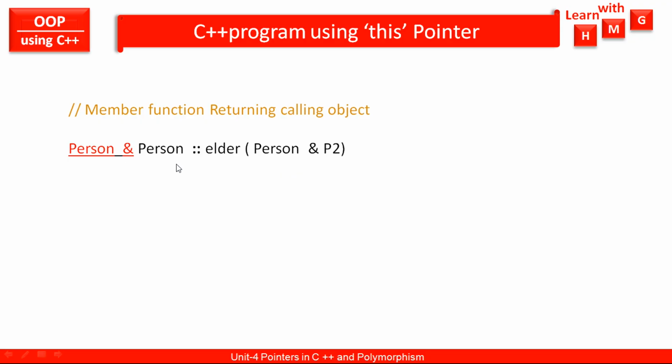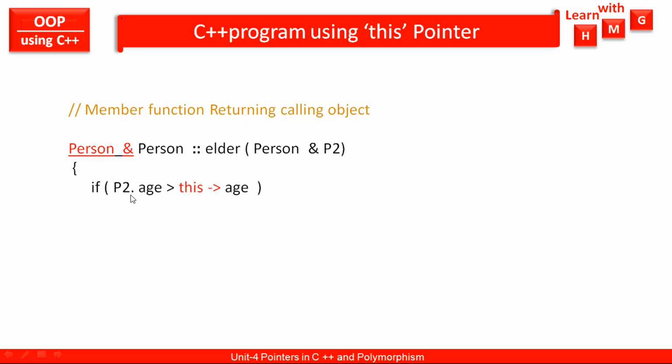Then this function is returning a pointer pointing to a person type of object. It is indicated by the return type person ampersand, and this person indicates that the elder function is a member of the person class. So let us write the member function definition which returns the calling object. Here I am comparing the age of two objects. One object is the argument object and the second is the calling object. The argument object is represented by p2 and the calling object is indicated by the this pointer.